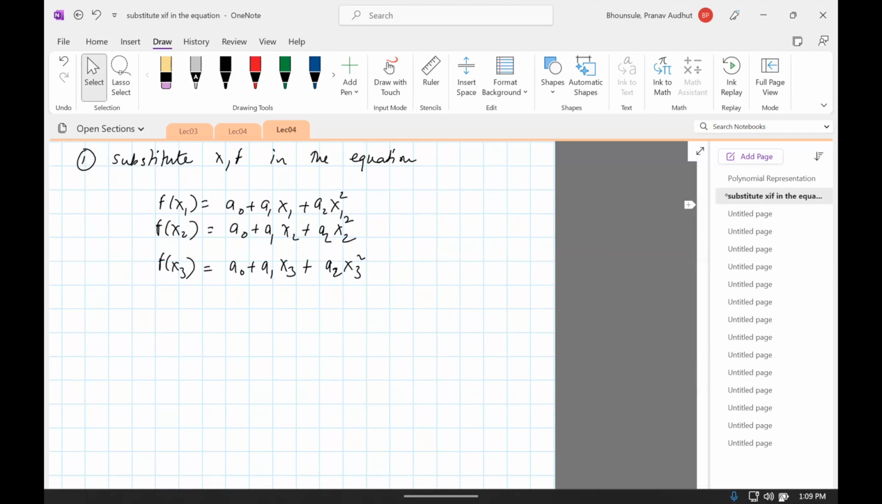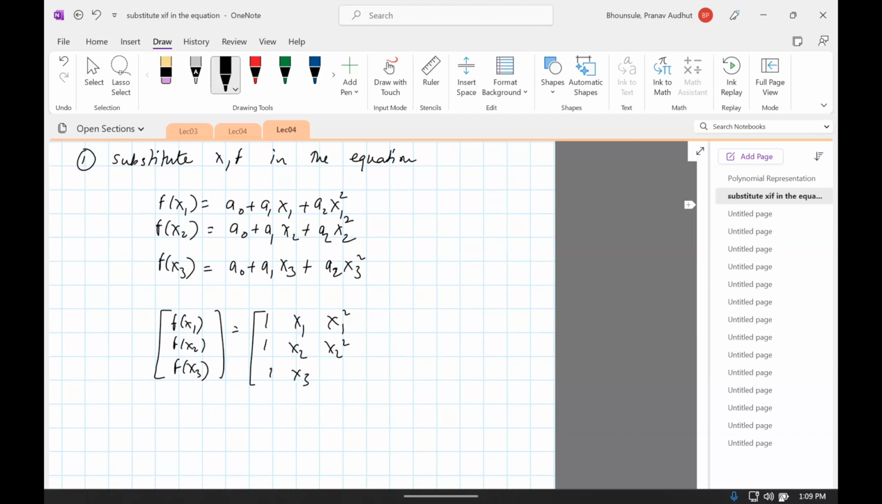Now, one way of writing this, if you want an analytical formula, is you can write this as f of x1, f of x2, f of x3, and then this would be the matrix with rows 1, x1, x1 squared; 1, x2, x2 squared; 1, x3, x3 squared, multiplied with a0, a1, a2. You can check that if you multiply that matrix with a0, a1, a2, you'll end up getting the right hand side.